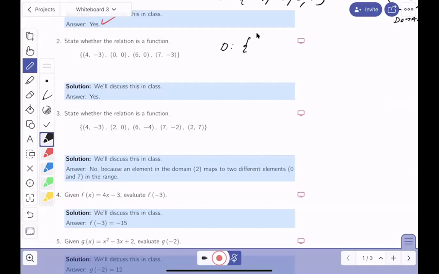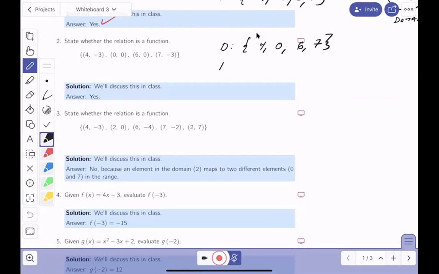What's the domain? I'm reading it to you. It's going to be 4, 0, 6, and 7. So where are you getting those numbers from? Looking at the ordered pairs. It's the X numbers, 4, 0, 6, and 7.